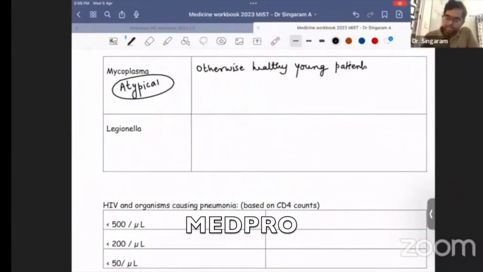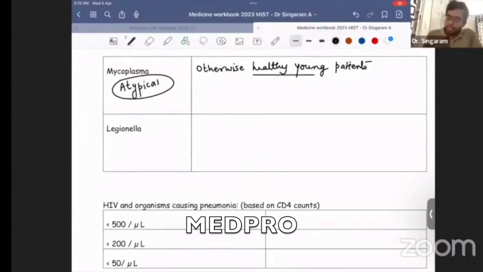They're usually otherwise healthy young patients. Now, why am I saying this? Because generally when we talk about pneumonia as a severe infection, we expect the patient to be sick looking, admitted in the wards and all. But this type, mycoplasma, occurs in otherwise healthy young patients.